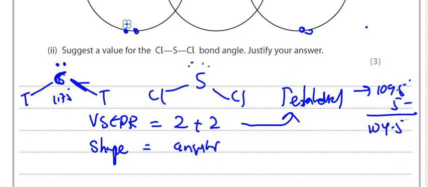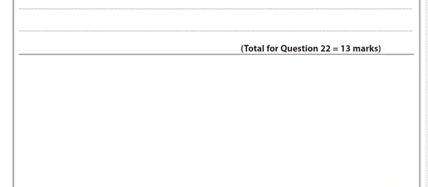Right, so what you should write here, you should say sulfur dichloride has 2 bond pairs and 2 lone pairs on sulfur. Lone pair lone pair repulsion, as well as lone pair bond pair repulsion. So lone pair lone pair repulsion is greater than the lone pair bond pair repulsion. Therefore, in order to minimize the repulsive force, the lone pair repels the bond pair, resulting in angular shape. That's question 22.